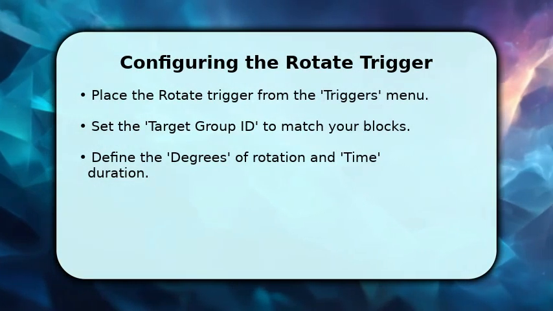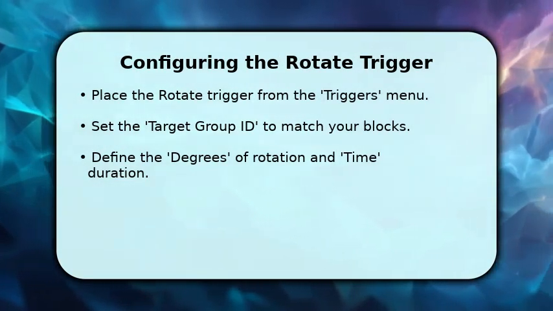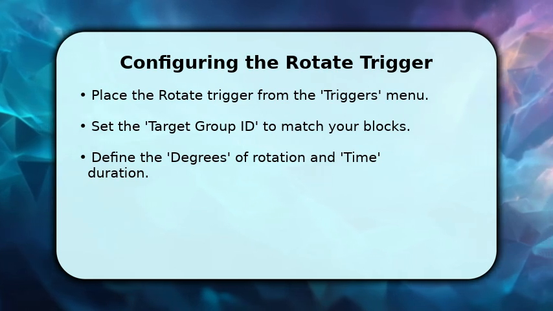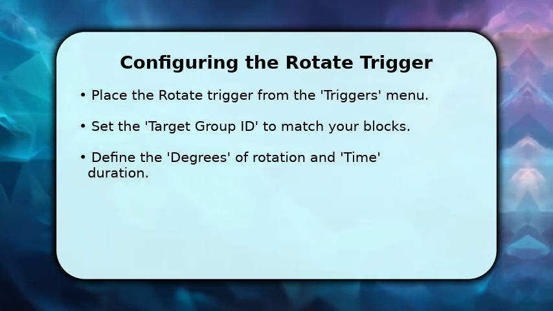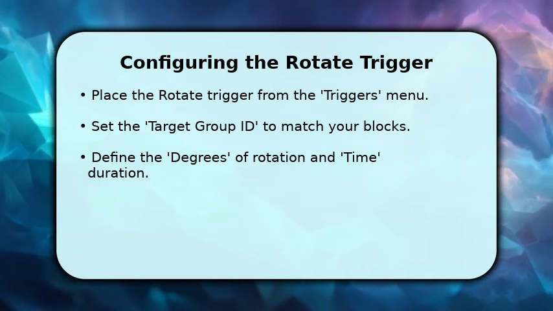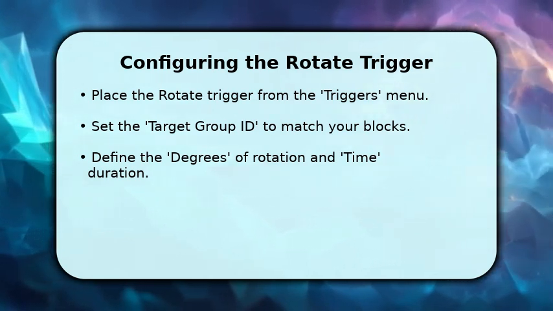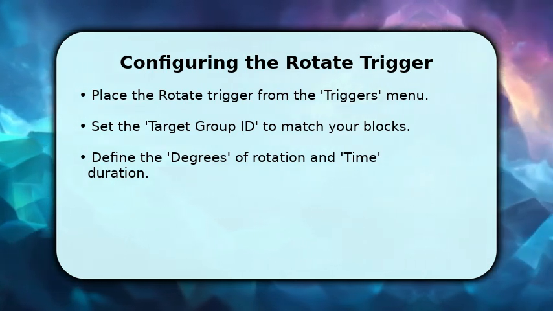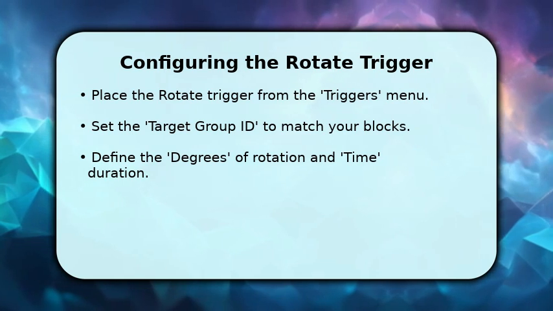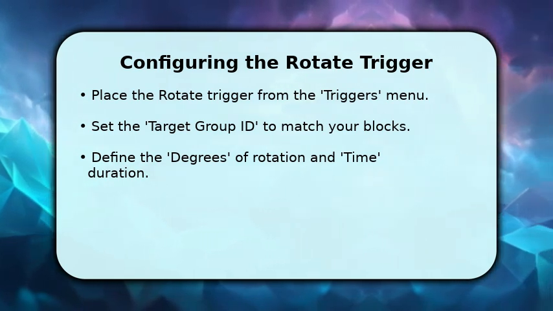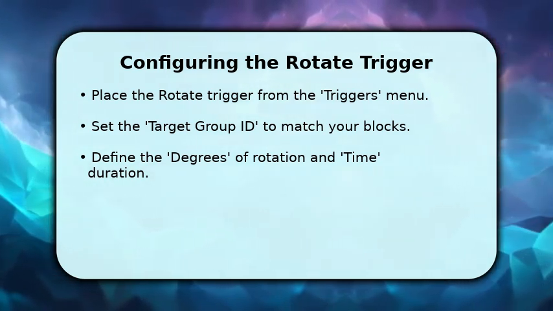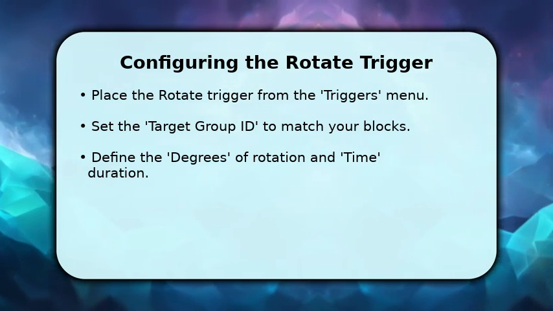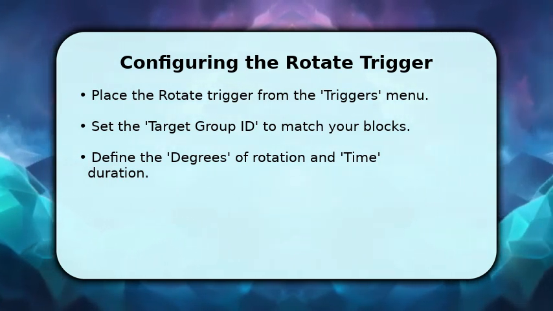Once you've placed the Rotate trigger, tap Edit Object to configure its settings. The target group ID is crucial. It tells the trigger which blocks to affect. Next, input the degrees for how much the blocks will rotate, for example, 360 degrees for a full spin. Finally, set the time in seconds, determining how quickly the rotation occurs. A value of 1 second makes for a quick turn, while 5 seconds offers a slower, more deliberate movement.